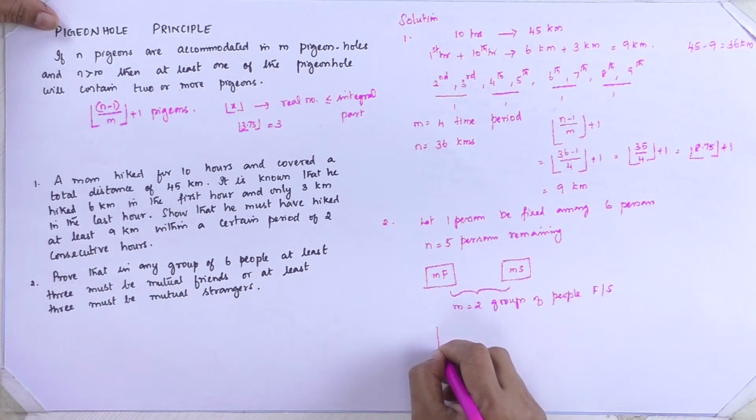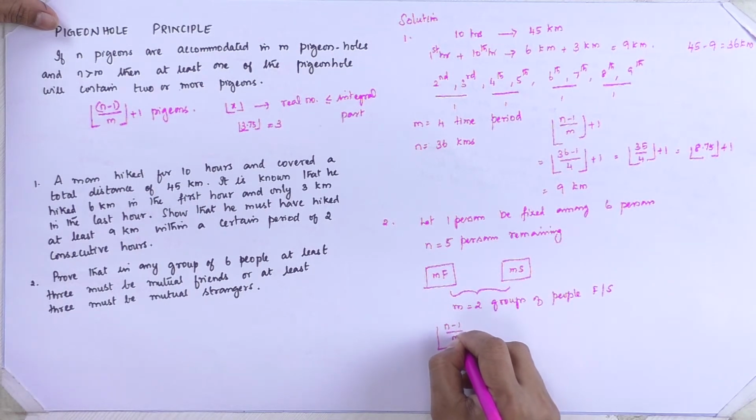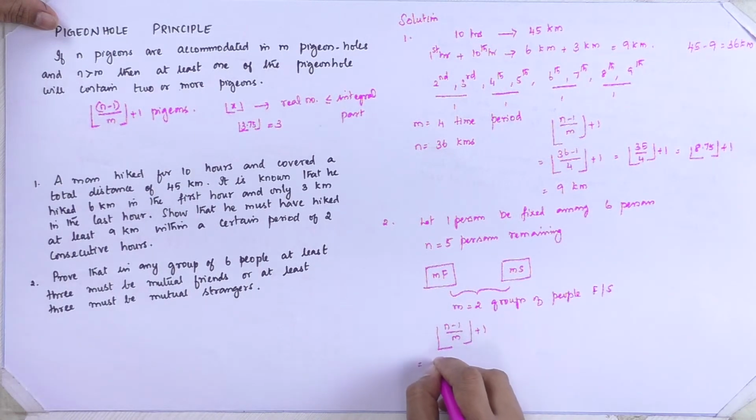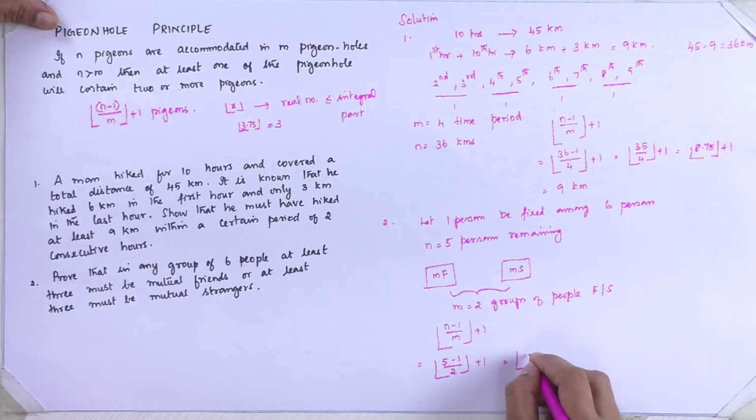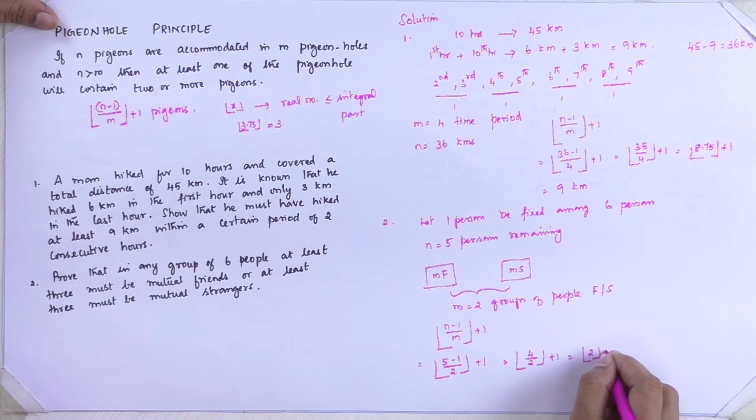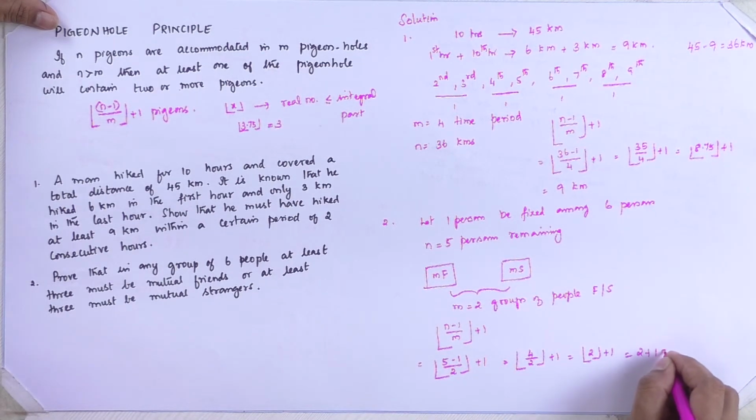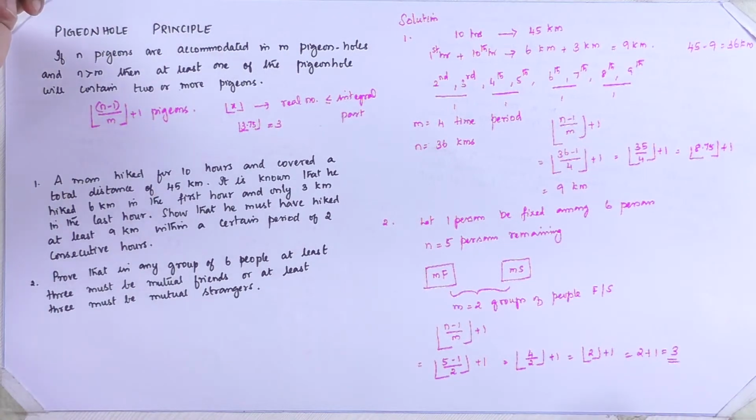So now integral part of (n minus 1) by m, plus 1. What is n here? 5. So 5 minus 1 by m, where m is the 2 groups of people, plus 1. That is integral part of 4 by 2 plus 1, which is equal to integral part of 2 plus 1, that is 3. See what a beautiful thing we have arrived at. So this pigeonhole principle is very, very important. We have to break our head to fix the pigeons and the pigeonholes. With that, the problem will be solved, right?